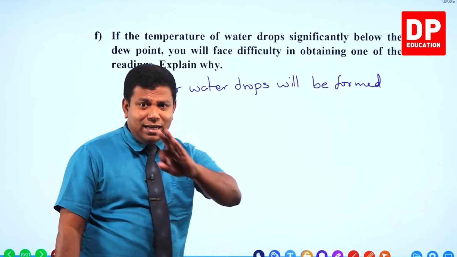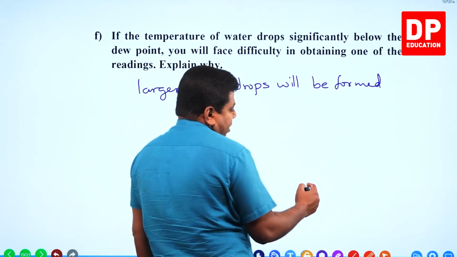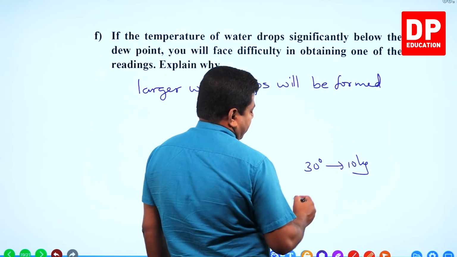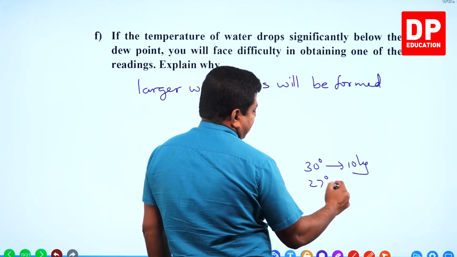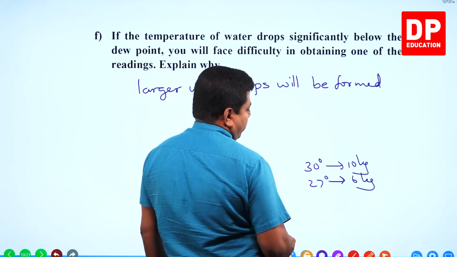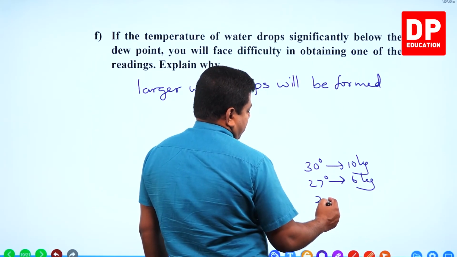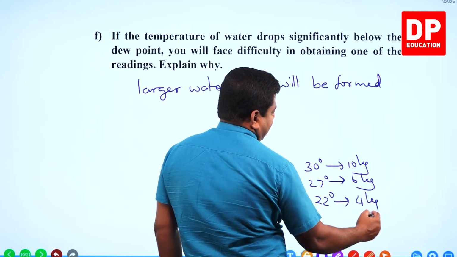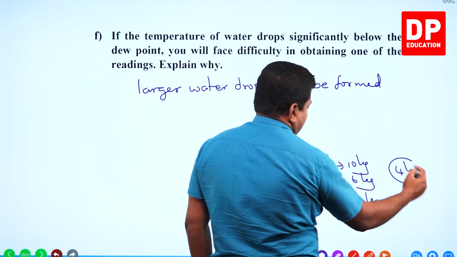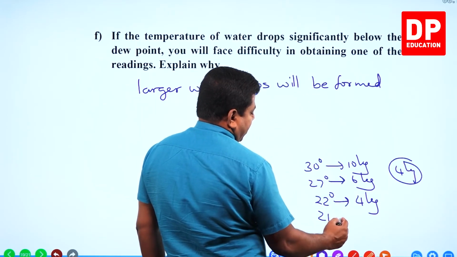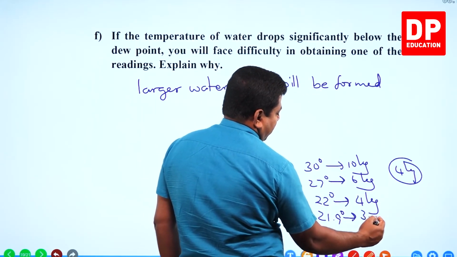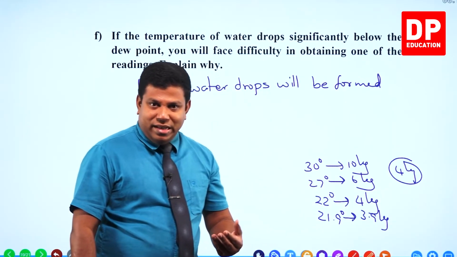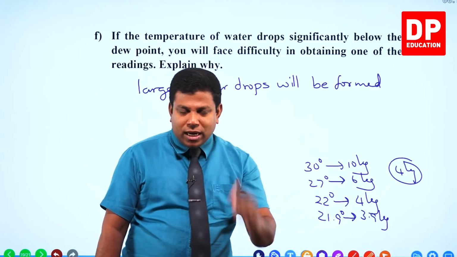Why is that? Listen. Earlier I said, I remember the example, 30 degree, 10 kilogram can stay. 27 degree, just assume some example, 6 kilogram can stay. 22 degree, 4 kilogram can stay. Let's say already there is 4 kilogram. So in the next moment, say 21.9 degree, let's say it's 3.9 kilogram. So that 0.1 kilogram has to condense. So you will slowly get the dew starting to form.